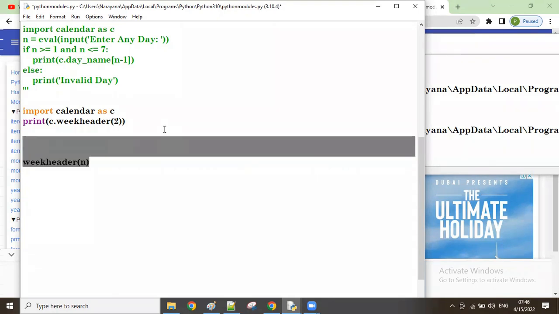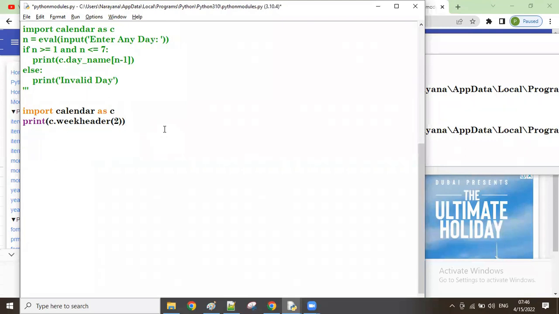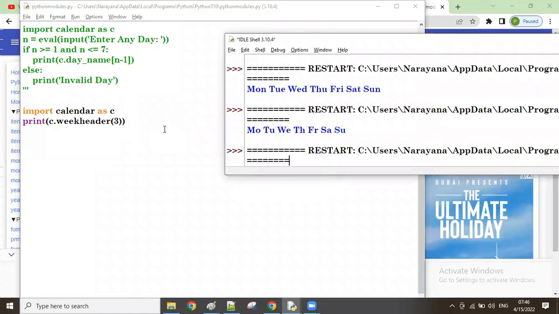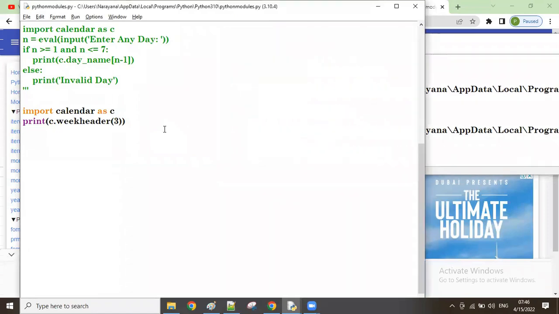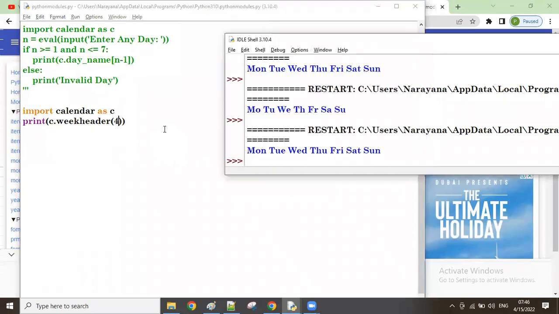Right. So, and one more point, all of you observe. If I take the 3, what happens now? It gives 3 characters. If I take the 4, no, 3 only, maximum 3 only. We have the weekday abbreviation. Then how many are there? 3. So maximum 3 only.